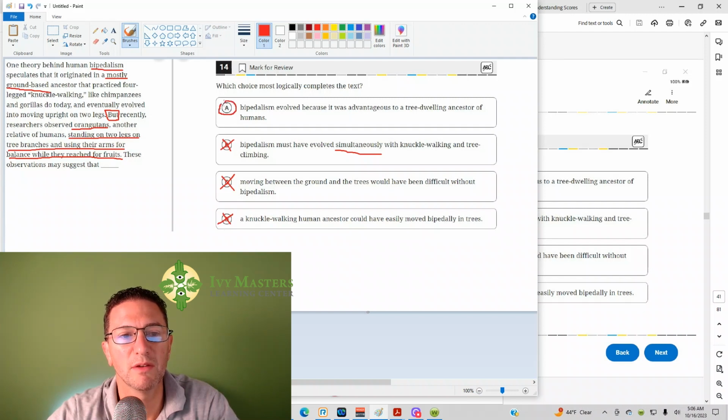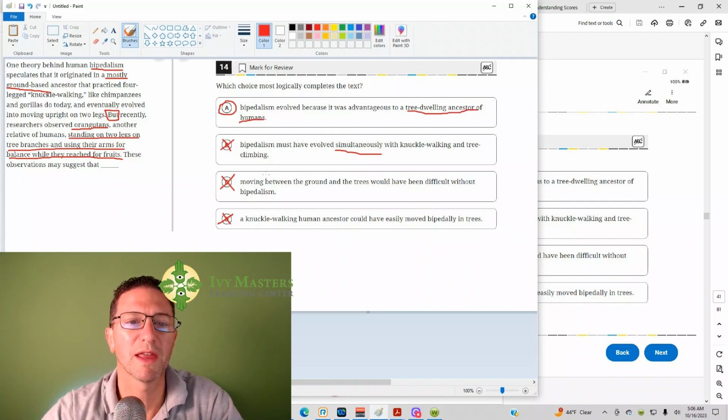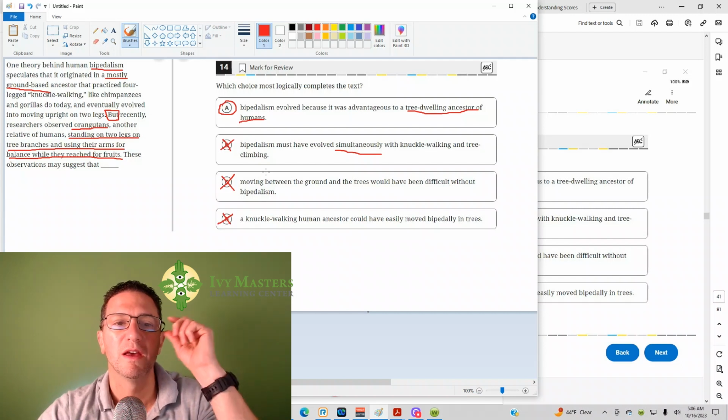Once again, bipedalism evolved because it was advantageous to tree-dwelling ancestors of humans, which is what it's talking about after the but.